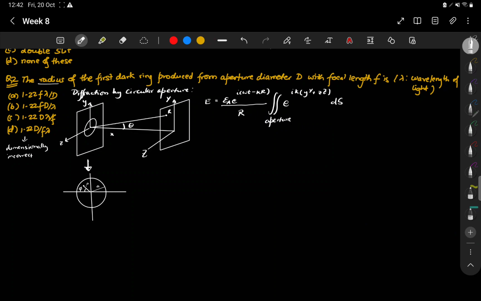Yeah, so this is the transverse plane for the aperture. Similarly, the transverse plane for the screen. This is the screen. And again, I'm looking at some point which is at a distance, say Q, and at an angle capital phi.